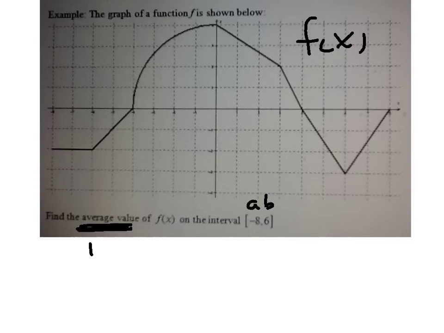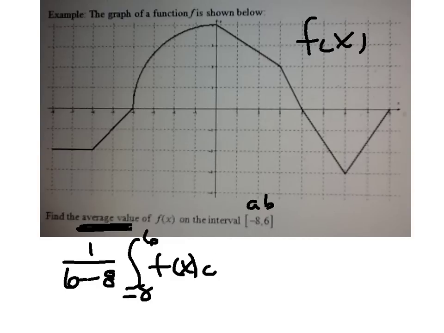So remember, that's 1 over b minus a, 6 minus -8, integral from -8 to 6 of my function f of x dx. Okay, so hopefully we put these two together to make it a plus sign. So I've got 1/14, the integral, which means I need to take all the area from -8 to 6 and add it all up.